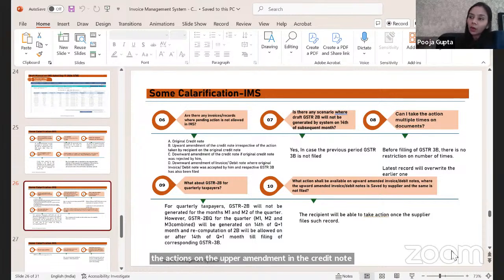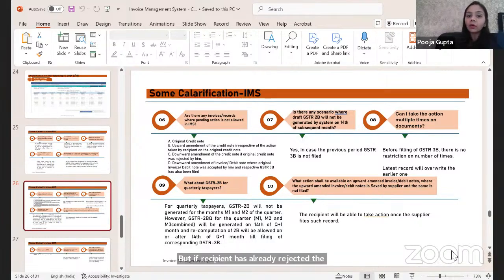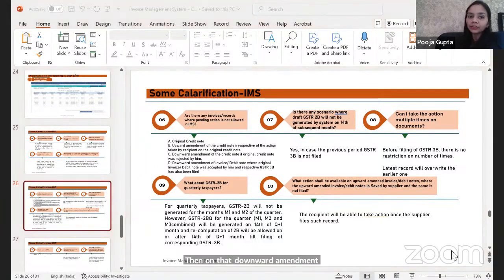And further, a downward amendment in the credit note. Let us suppose the supplier has raised a credit note of 10K, later on amended to 9K. But if the recipient has already rejected the original credit note, then on that downward amendment, the recipient cannot take the pending action.